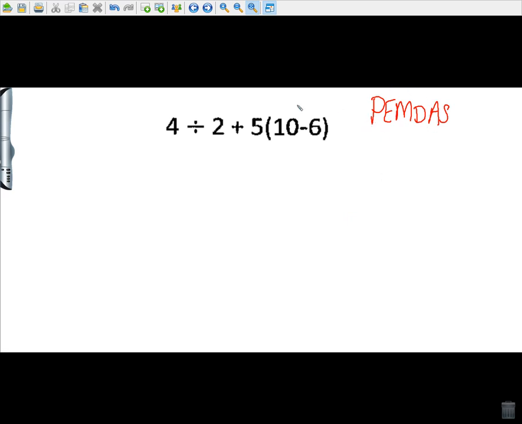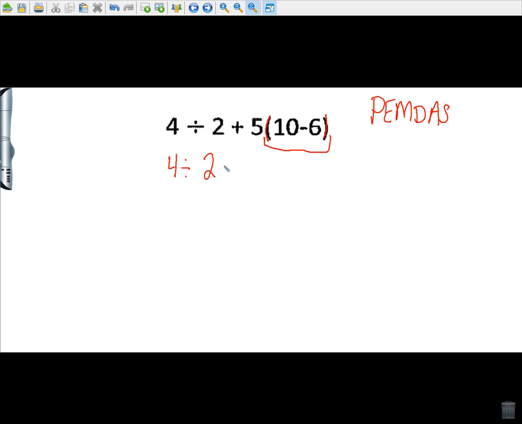So do we have any parentheses in here? And clearly we're going to see, yes, we do have parentheses. So since we have parentheses, that's going to be the first thing that we want to deal with. So we're going to want to deal with whatever is inside these parentheses. So we're going to focus on this right here. Everything else is going to stay exactly the same.